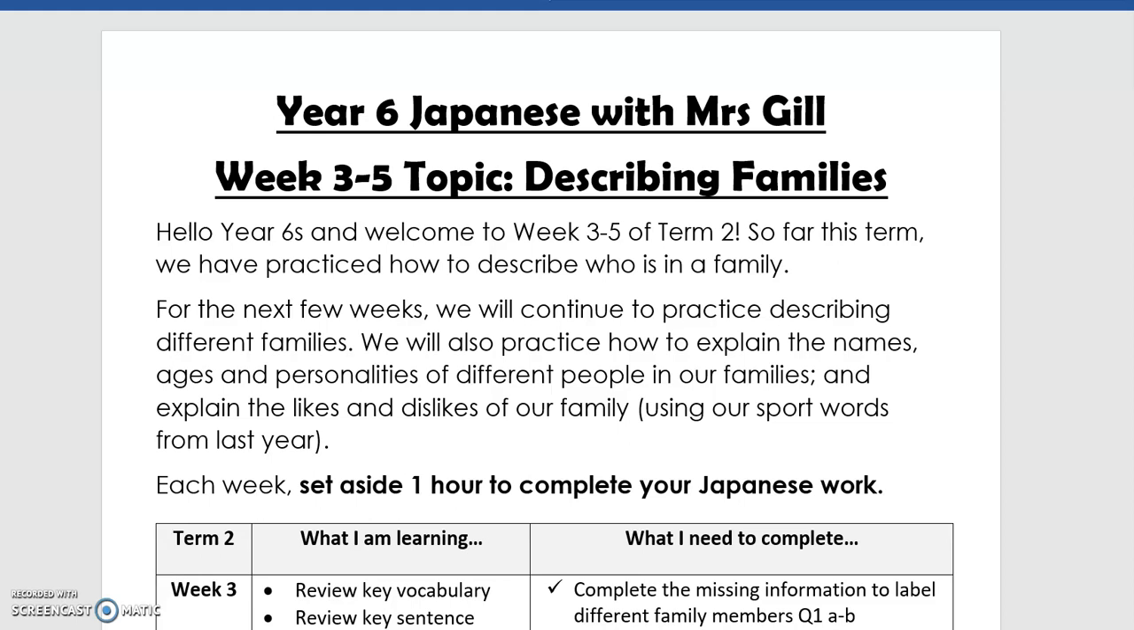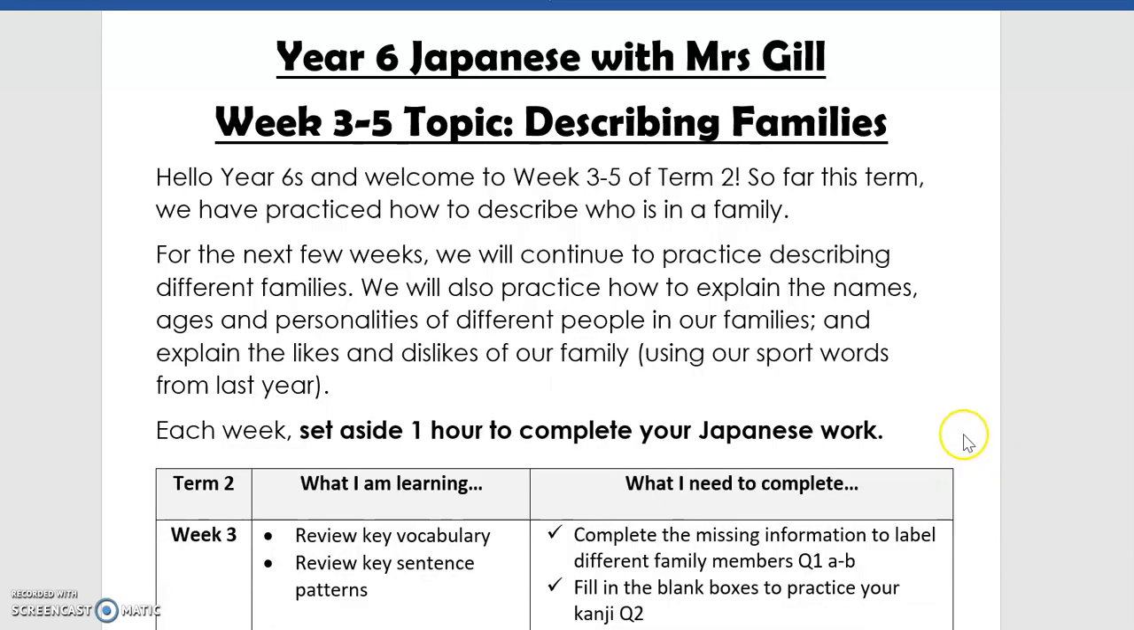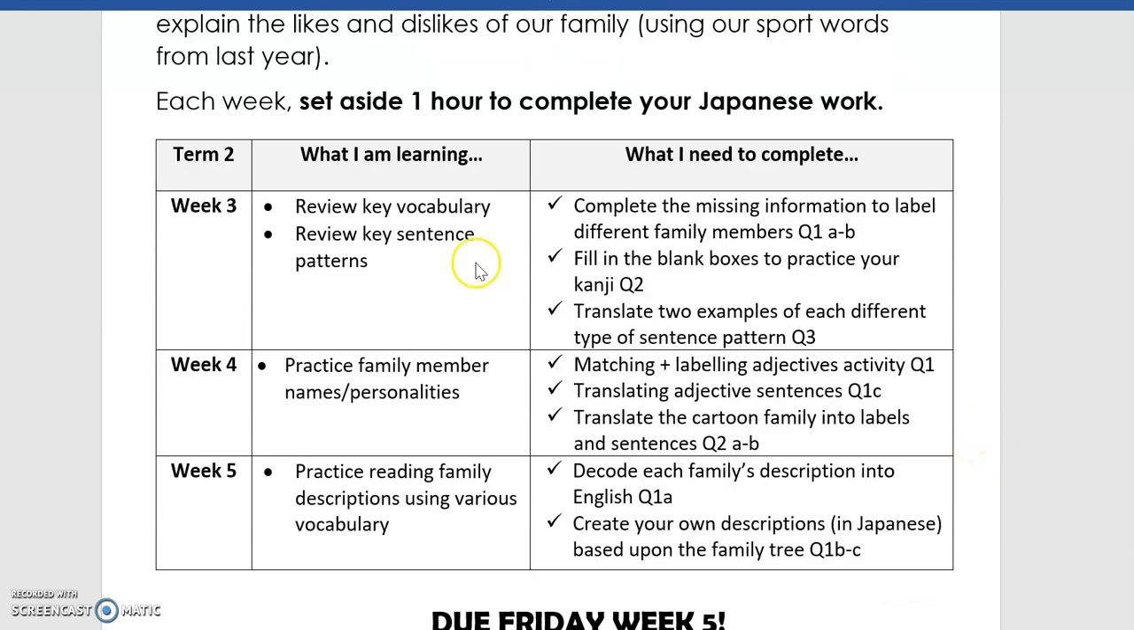In this video today I'm going to explain to you what you need to do or how to complete your week 3 activities for Japanese while you're learning at home. I will make 2 separate videos to explain how to complete week 4 and week 5's work. So looking at our screen here, this is the front cover that was stapled to your Japanese work, and it has an overview of what to do for week 3, week 4 and week 5.